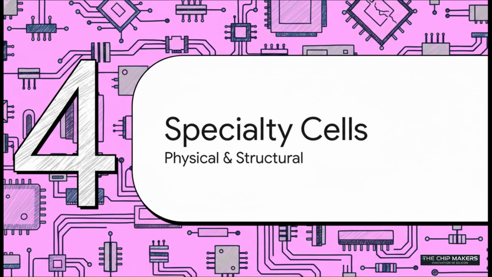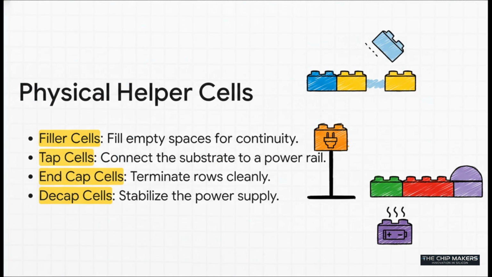But a chip isn't just about logic and memory. You also need bricks for the actual structure, these specialty cells that make sure the whole thing is physically sound and electrically stable. These are the helper cells. They don't do any thinking, but the chip would totally fail without them. You've got filler cells, which are basically just blank Lego pieces to fill in any gaps in the rows for manufacturing. You need tap cells to connect the silicon base to the power lines to prevent all sorts of nasty electrical problems. End caps give you a nice clean termination at the end of each row, and decap cells act like tiny shock absorbers for the power supply, smoothing out any dips or spikes in voltage.